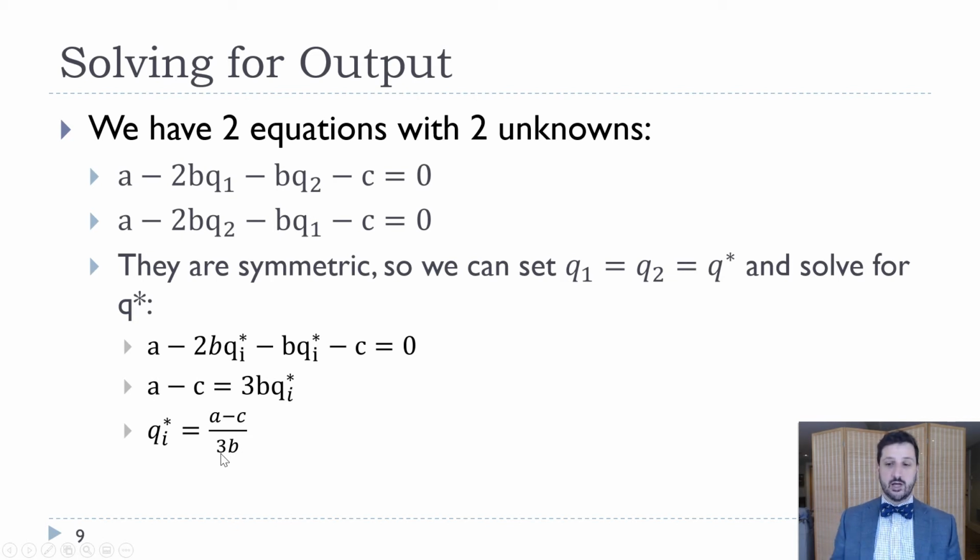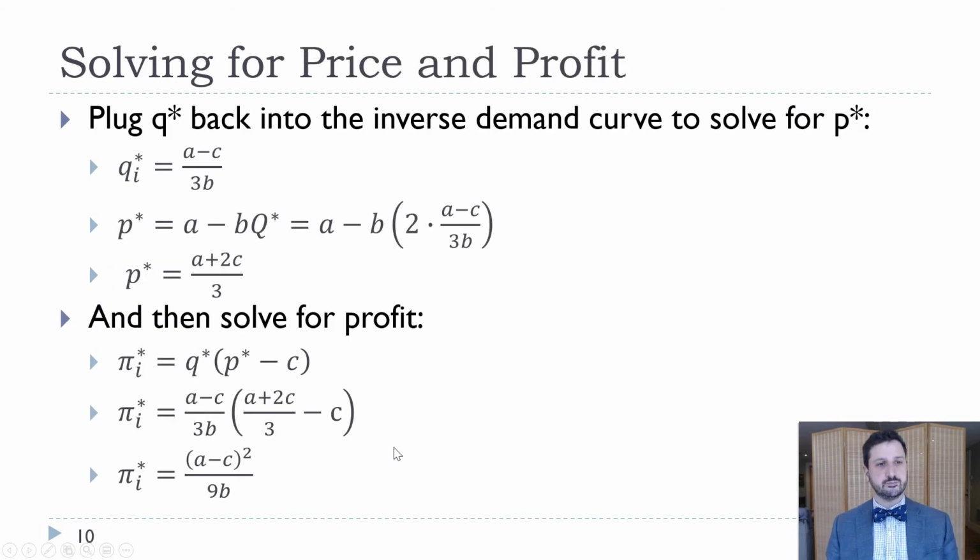So we've got the quantity. Now keep in mind that's the quantity for one firm, not the quantity for the entire market. But we can use that to solve for price and profit. So we want to plug Q star back into the inverse demand curve, keeping in mind that we have to double it in order to get capital Q. And so P star equals A minus B capital Q star, or A minus B times 2 times (A minus C) over 3B, which gives us (A plus 2C) over 3. And then we can solve for profit just by plugging in Q star and P star. We get eventually (A minus C) squared over 9B is the profit function.